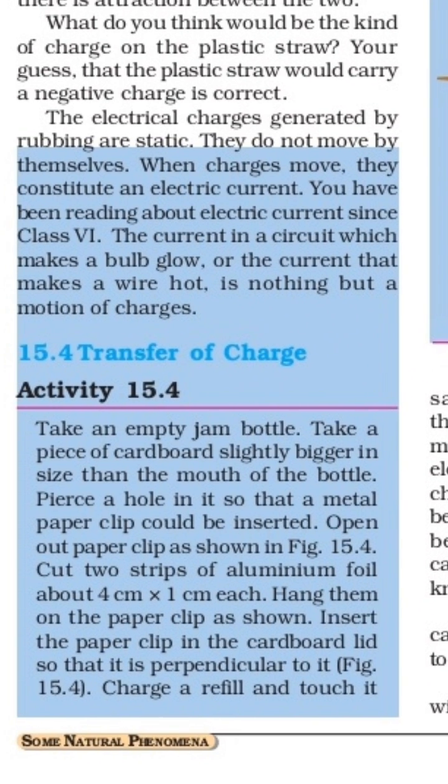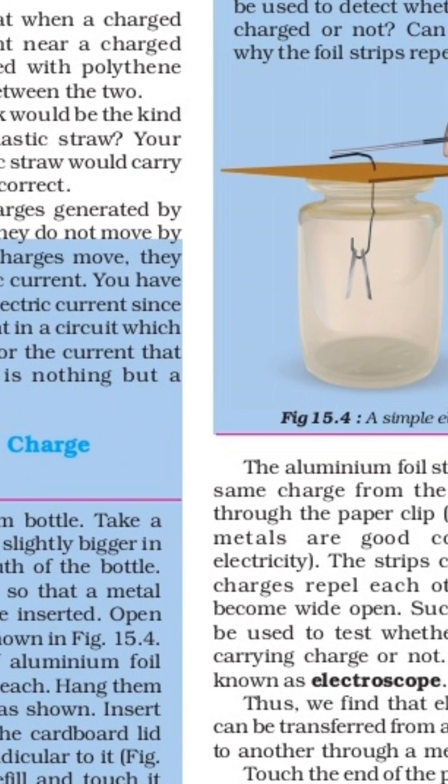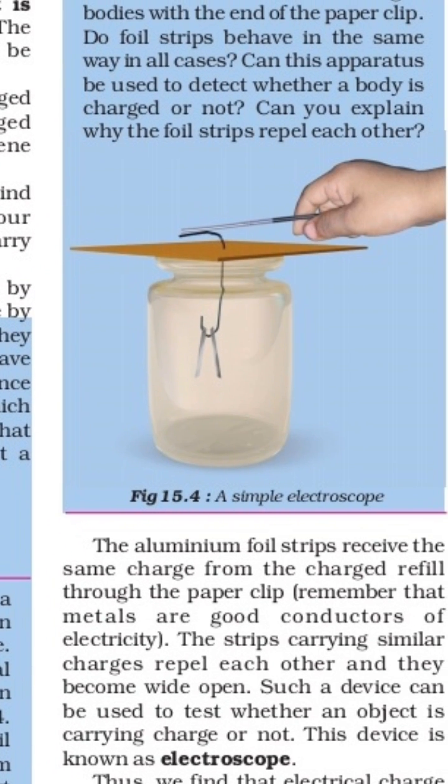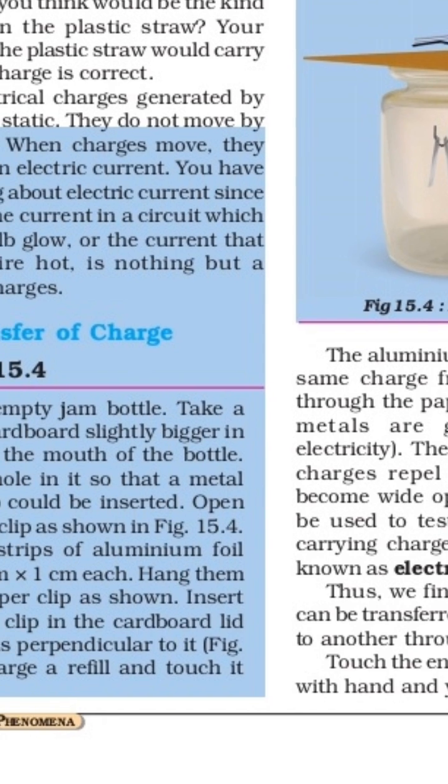Cut two strips of aluminum foil. For this activity we require two aluminum foil strips about 4 by 1 centimeter each. The sizes are already mentioned here. Hang them on the paper clip as shown in the figure. Insert the paper clip in the cardboard lid so that it is perpendicular to it, as shown in figure 15.4. See the figure; in this way the hole arrangement is required.